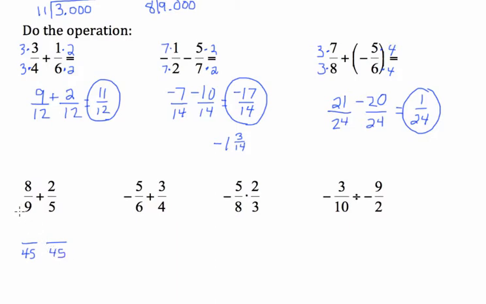Unreduce 8/9 into 45ths. Use your denominator as a clue. How does 9 get turned into 45? By multiplying by 5. So multiply the top by 5 as well. Again, I'm just unreducing. I'm making an equivalent fraction. If I took 40/45ths and reduced it, I would get 8/9. They're equivalent fractions.